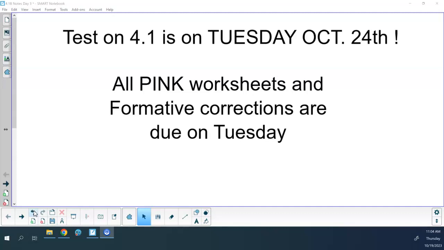All right, so so far you've gotten 3 pink sheets. Today you'll get a 4th. Plus you've got extra credit out there. So your test is going to be on Tuesday of next week. So all 4 pink worksheets will be due. The extra credit will be due. And fixes to the formative that we're going to take second half of today's class will be due. Okay? So you've got all that stuff due on Tuesday.